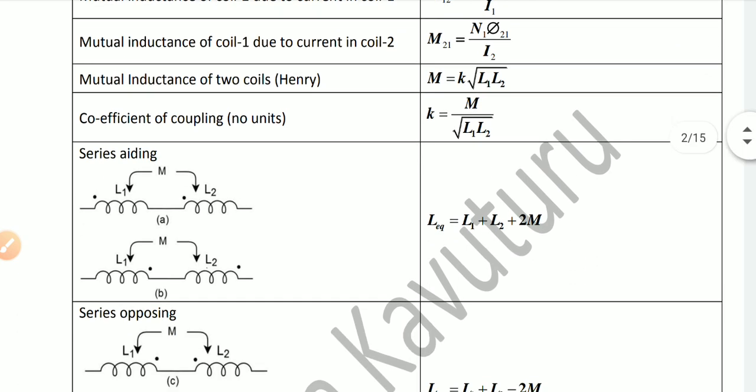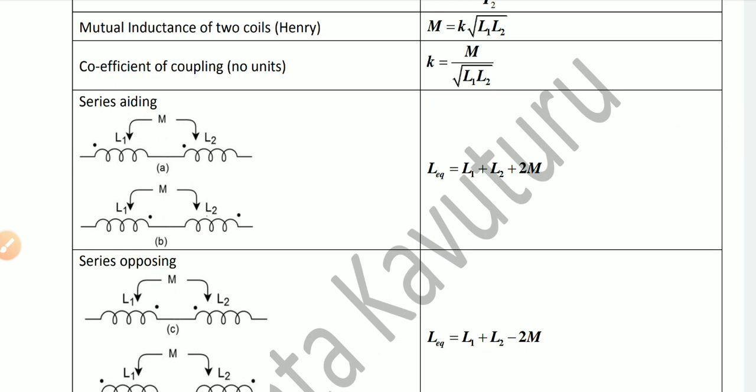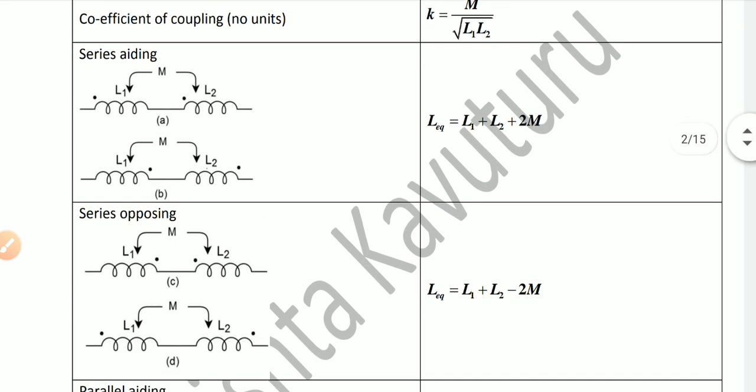Next, if the mutual coupling is there, by the dot convention principle, we can write the equivalent inductance under the influence of mutual inductance. For the series aiding case, L equivalent is equal to L1 plus L2 plus 2M. That means here, in figure A, the dots are placed at the current entering terminal, whereas in figure B the dots are placed at the current leaving position. So these two cases are called series aiding case. Therefore, the mutual inductance in the two cases is additive, so L1 plus L2 plus 2M.